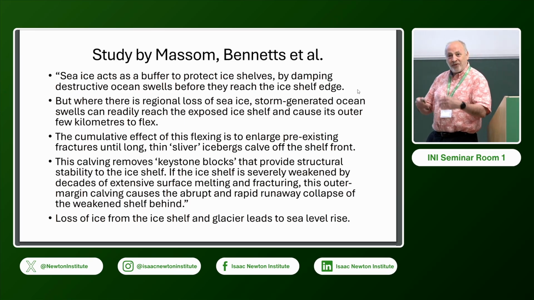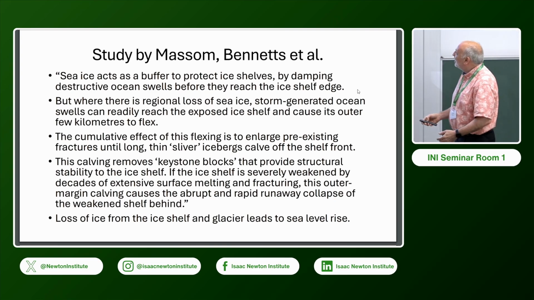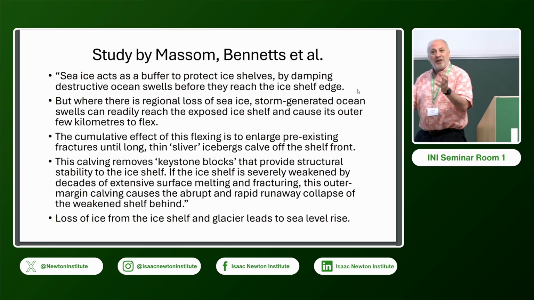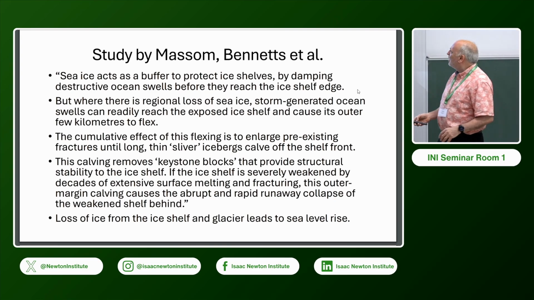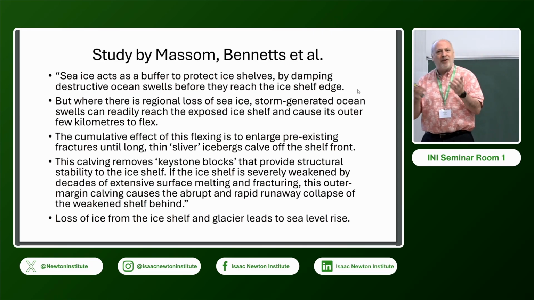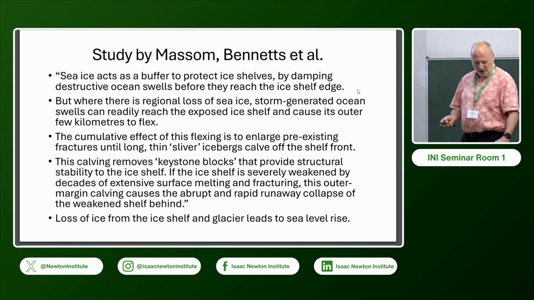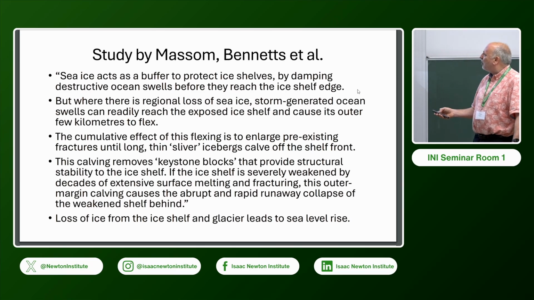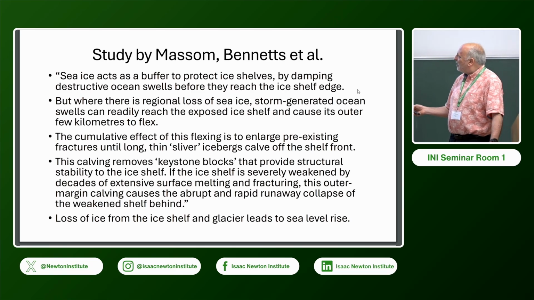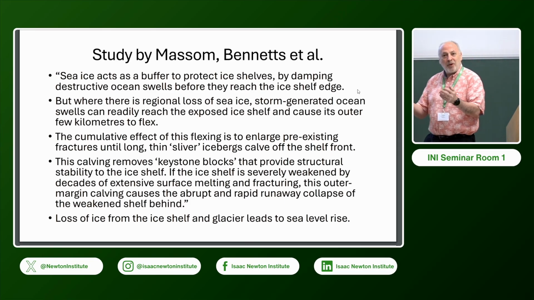But where there's regional loss of sea ice, storm-generated ocean swells can readily reach the exposed ice shelf and cause its outer few kilometers to move, and that flexing and internal strain starts working the cracks, the fractures that are naturally there, and then it forms a greater carving of icebergs off the front edge.